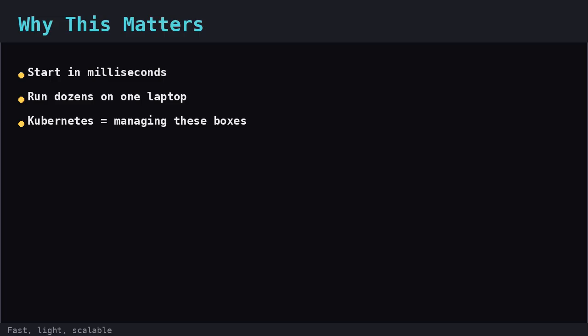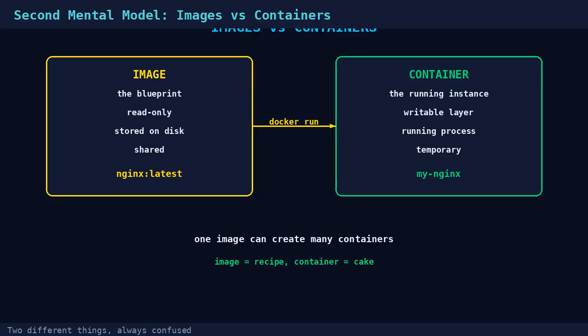Here is the second mental model. Images versus containers. Two different things, always confused. An image is the blueprint. A frozen snapshot of everything needed to run the app. It is read-only. It is a file you can share, store, and download. A container is the running instance. Created from an image, alive right now, with its own writable layer.